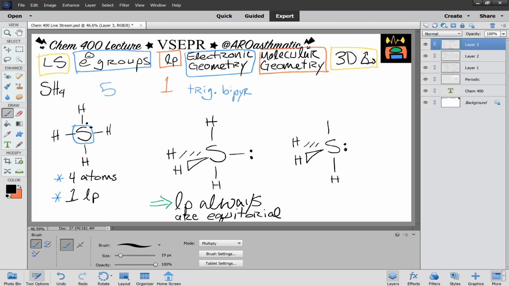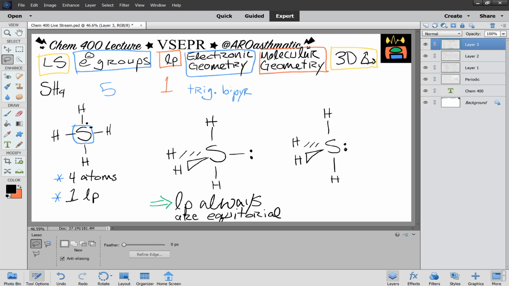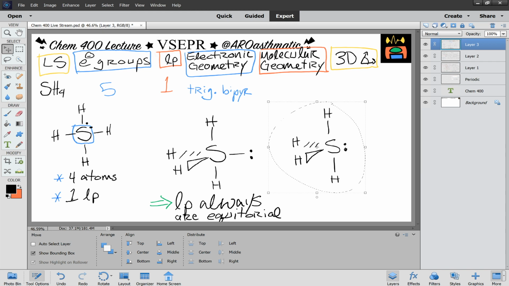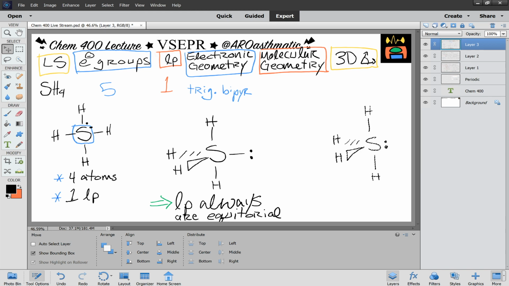So when you look at this molecular geometry, you can't really see it from this angle. I think you can see it a little bit better if you put it on its side. Here, hang on one second.